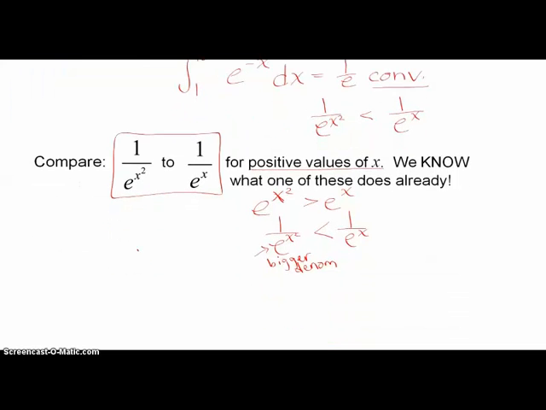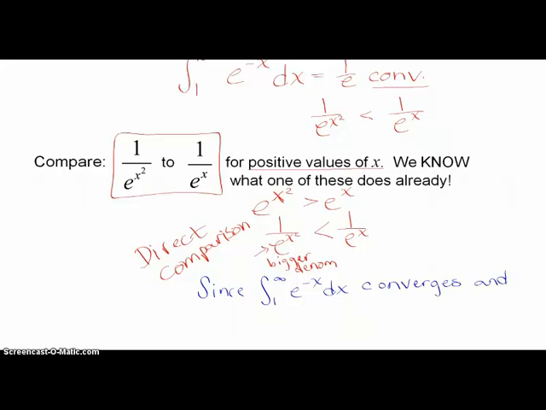That's a direct comparison. We did a direct comparison, not using the limit, on what's going on with the outputs of these functions for the x values that we're interested in, positive x values. And so we would answer this and say, since the integral from 1 up to infinity of e to the negative x dx converges, and 1 over e to the x squared is less than 1 over e to the x.